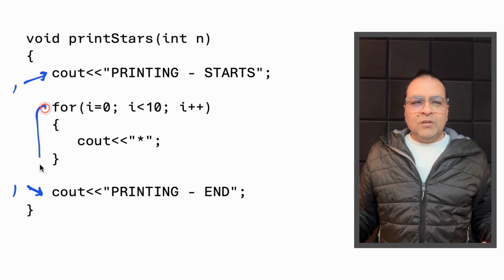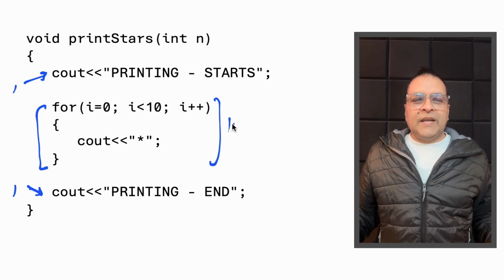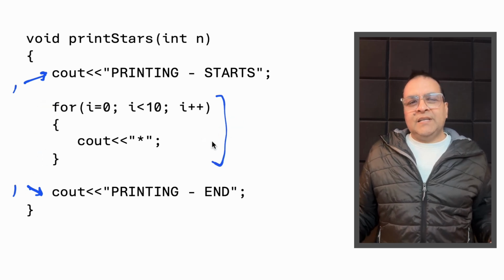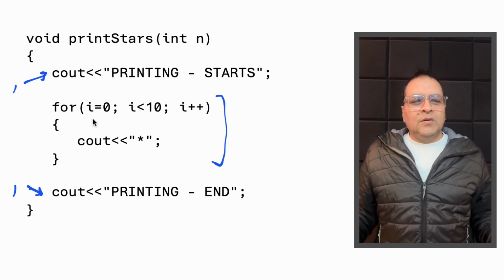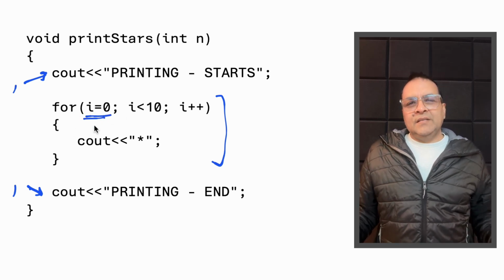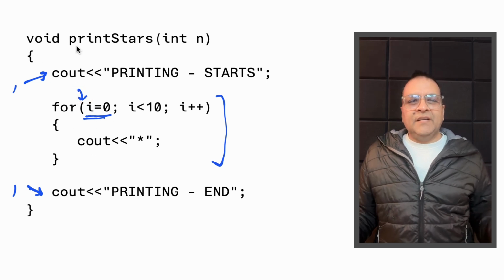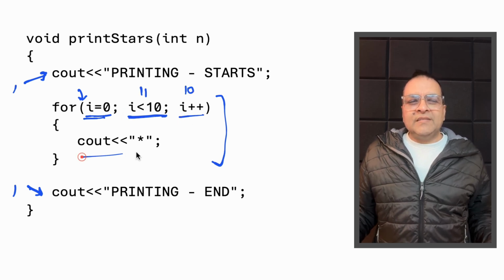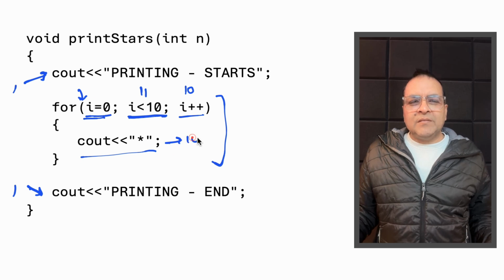But what about this for loop? This for loop executes 10 times and every time it prints a star. Within this for loop also, this initialization statement is executed only once. This code will not compile because the variable i is not defined, but this is anyway a pseudocode. The condition will be executed 11 times. The increment will be executed 10 times and the cout statement will be executed 10 times.